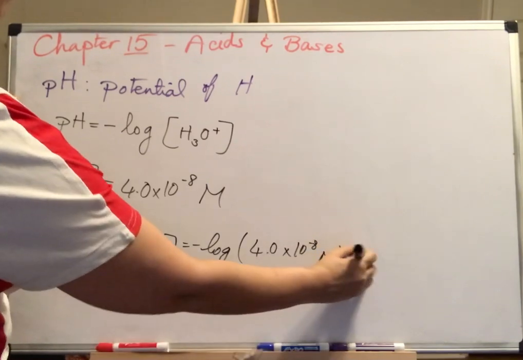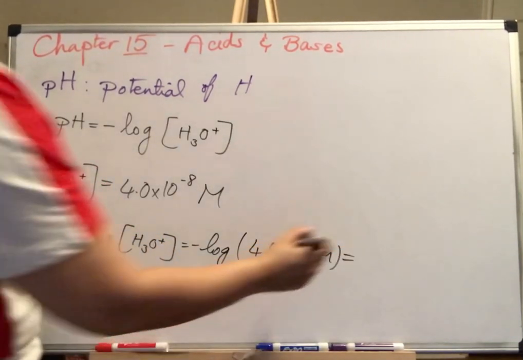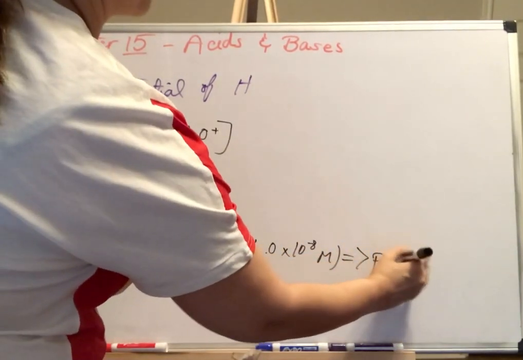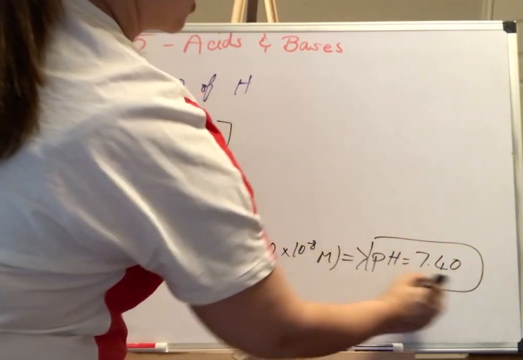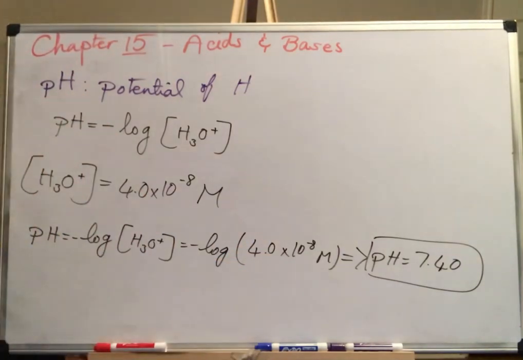So what did you get from your calculator? pH was 7.40. So if you are a healthy person, the pH of your blood must be around 7.40.